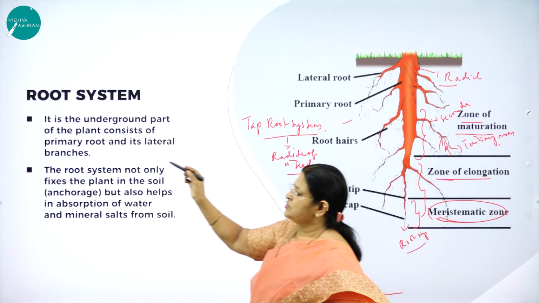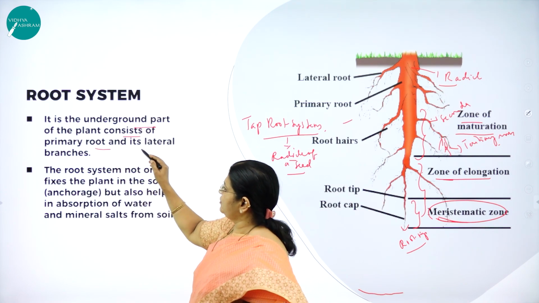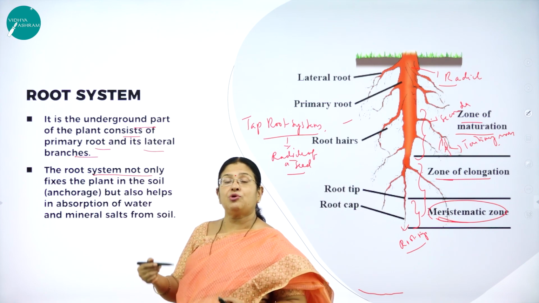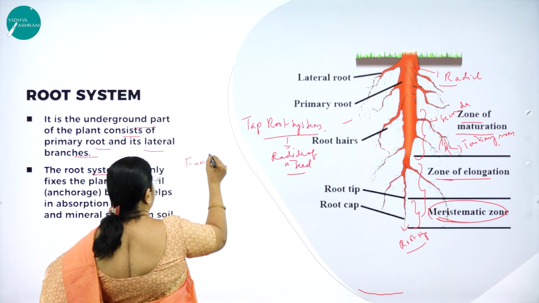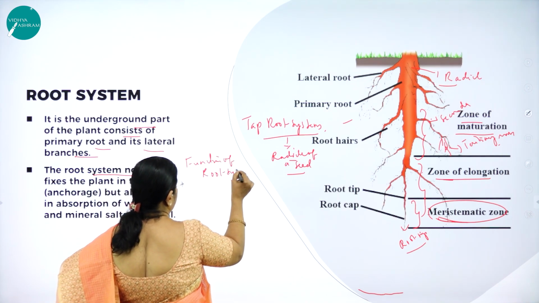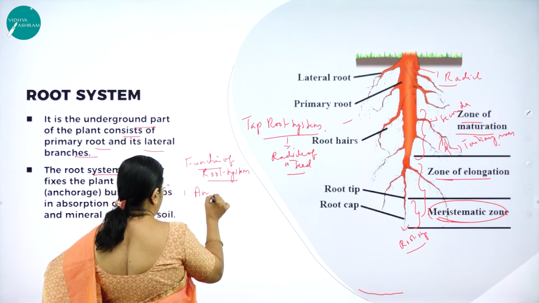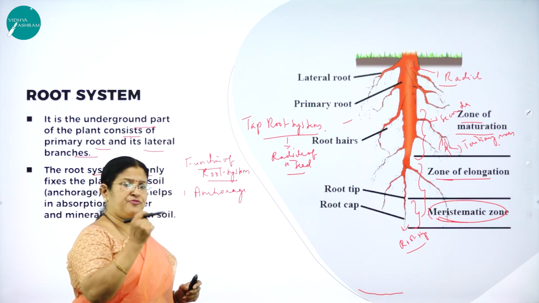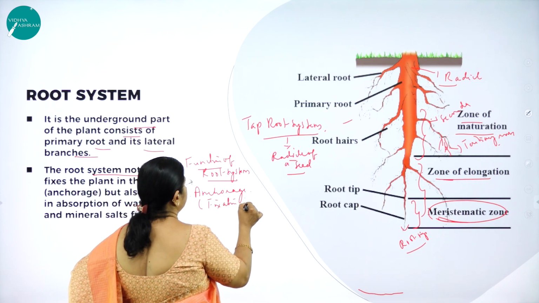As I said, what is the root system? It is the underground part of a plant, consisting of the primary root and its lateral branches. The root system not only fixes. So what is a very important function of a root system? Function of root system. First is what? Anchorage. First it has to fix firmly. What is anchorage? Fixation to the soil.